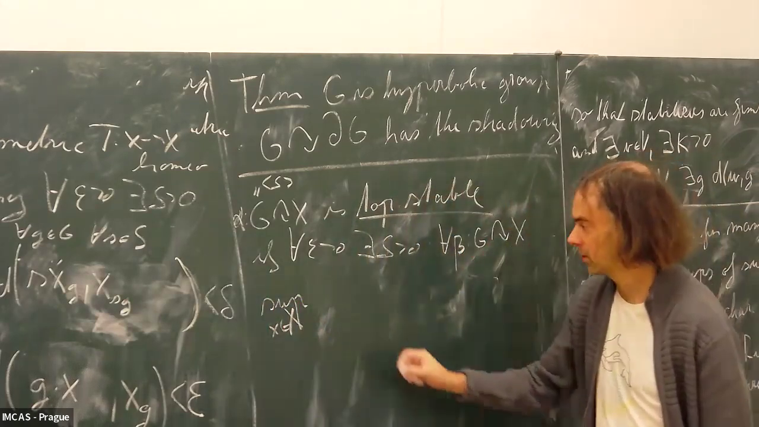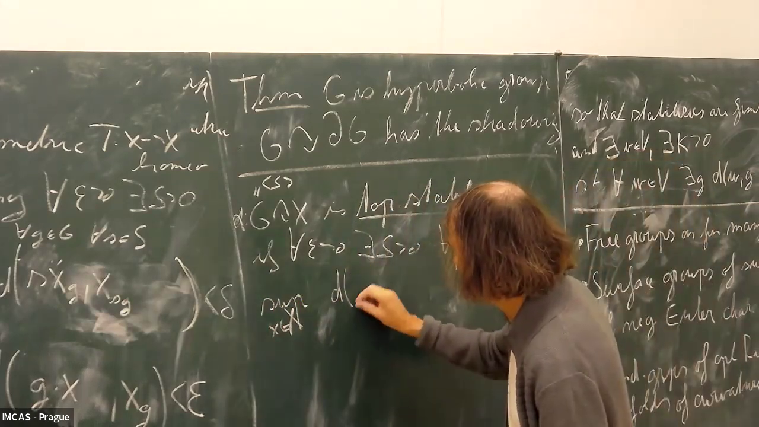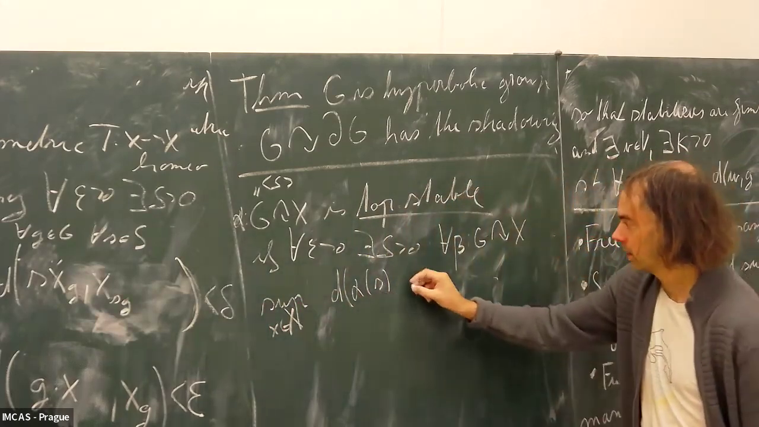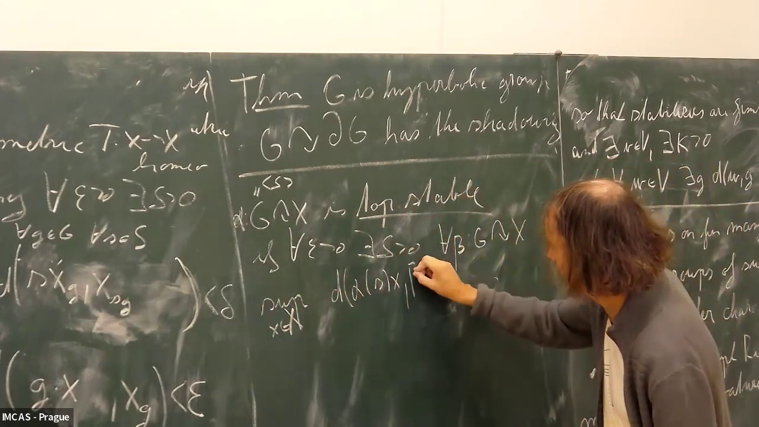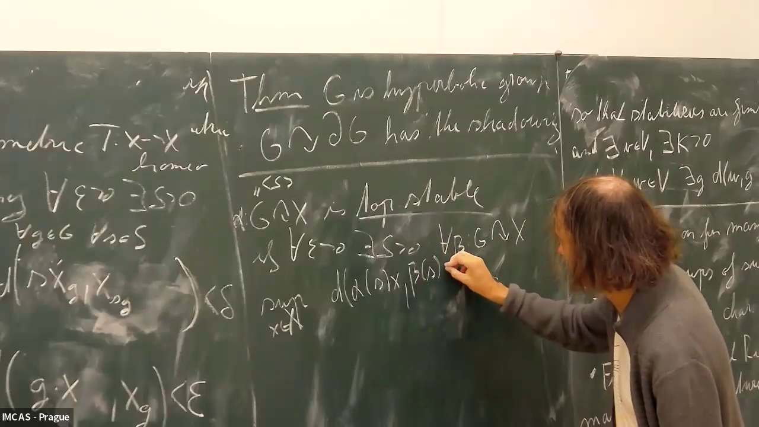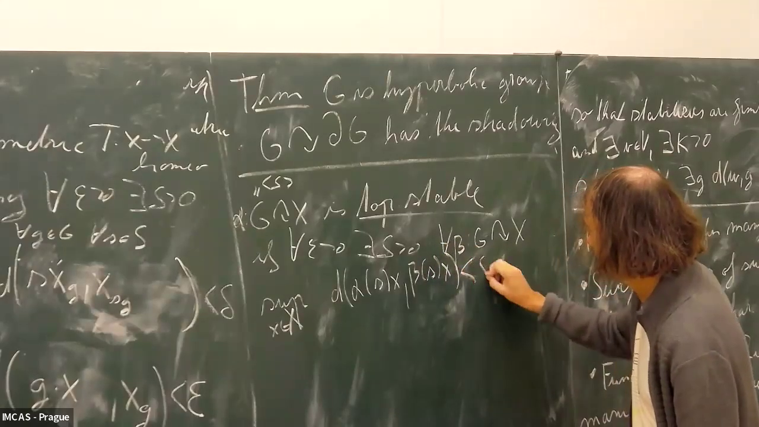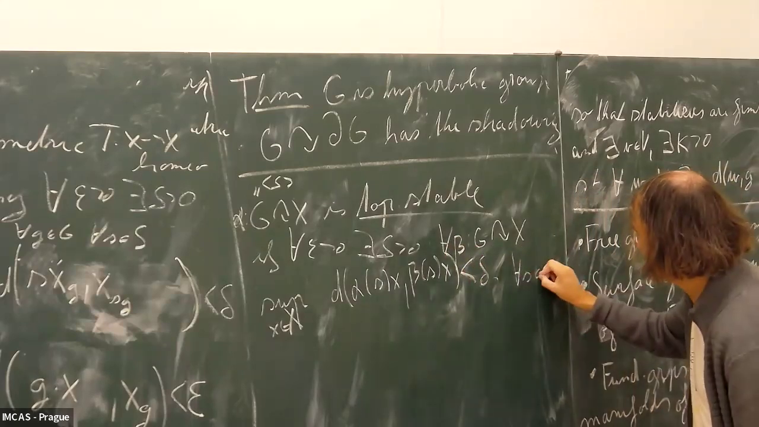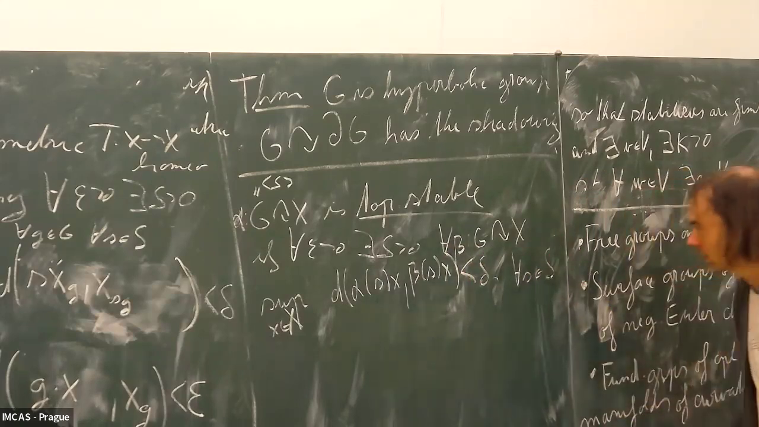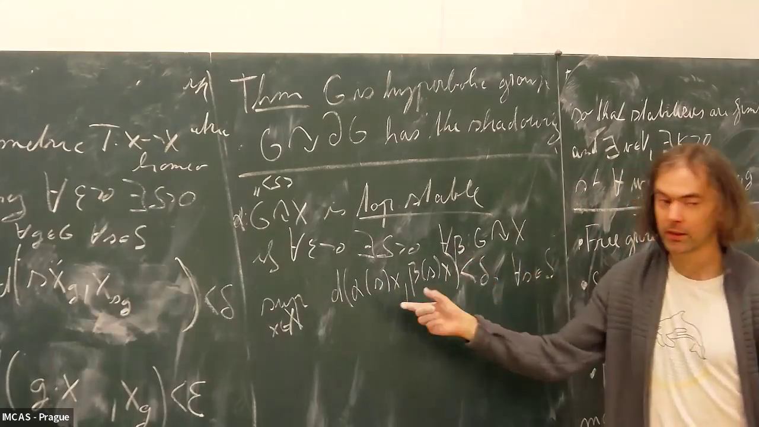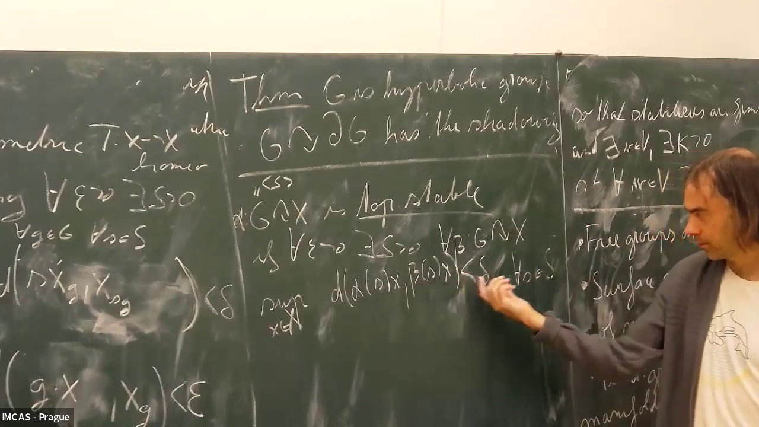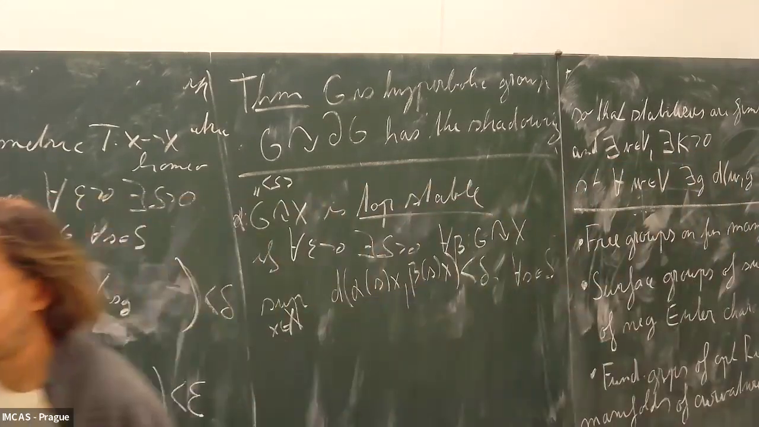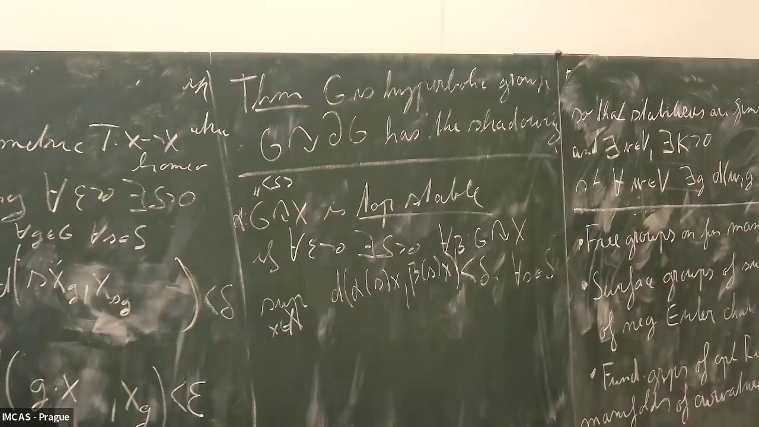That is, for every x, the distance between alpha_s x and beta_s x is less than delta, for every s in the generators. So this beta is close to alpha in the sense that the generators are very close to each other.